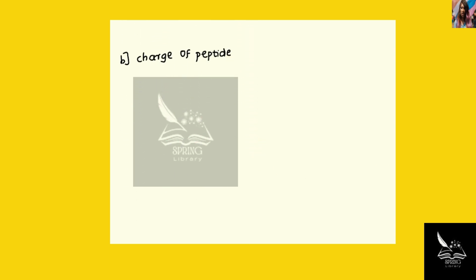Next, we have to find out the charge of the peptide. In order to find that, first of all, we have to know that if the pH value is less than the pKa value, we give the charge as +1. If the pH value is greater than the pKa value, we give the charge as -1. In this question, they have also provided the pKa values.